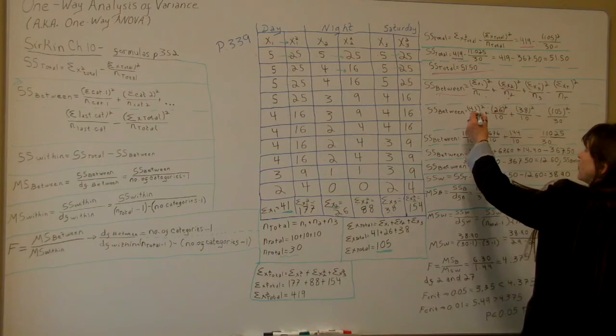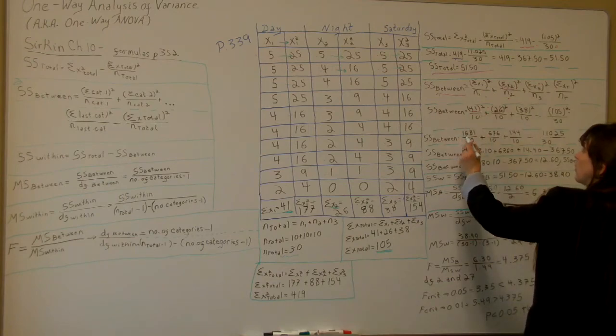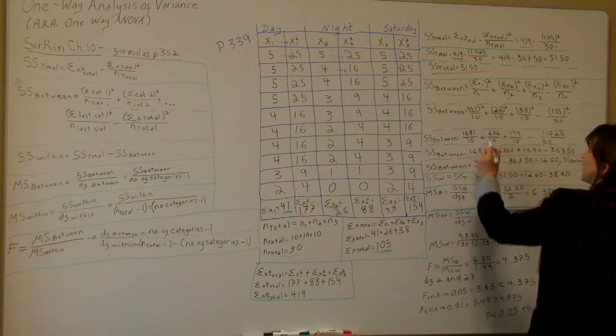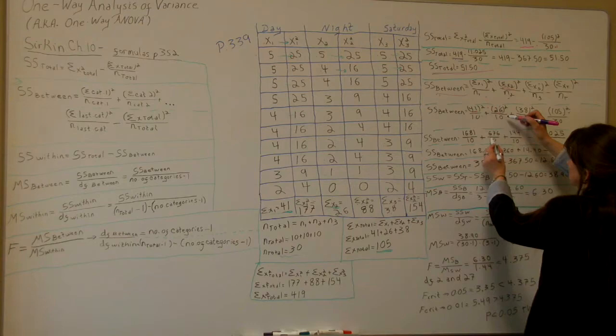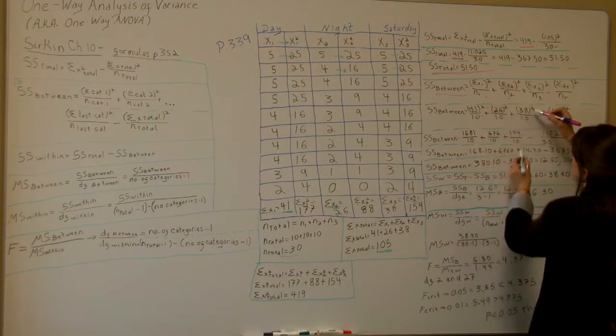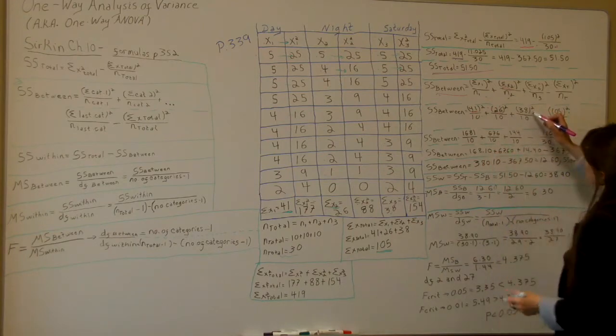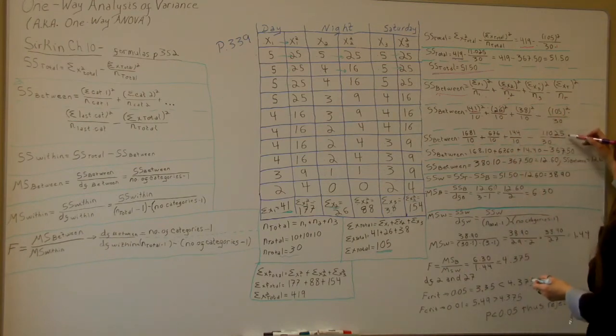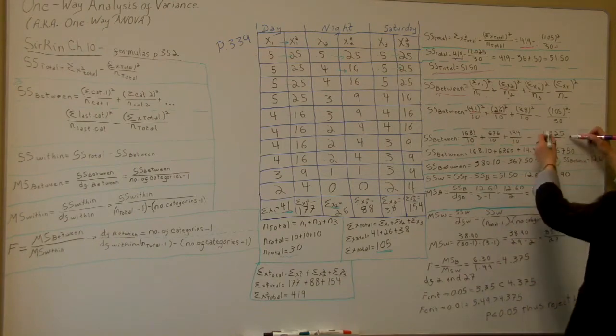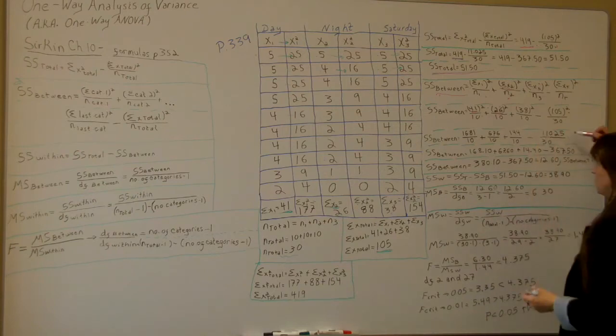41 times 41 is 1,681 over 10, plus 26 times 26 is 676 over 10. Then 38 times 38 equals 144 over 10. And then 105 times 105 is 11025 over 30. We show all of our work.